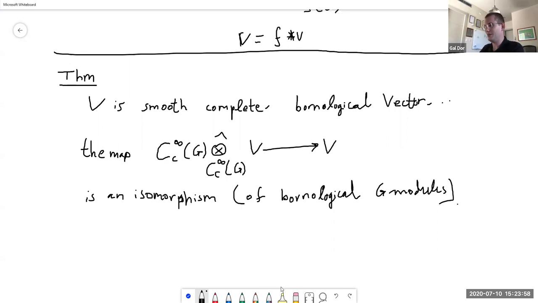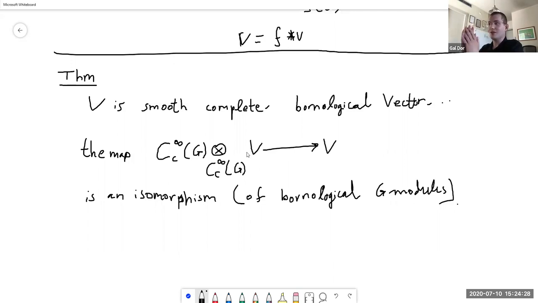You can put a little hat here to emphasize that you complete the tensor product, but I'm not doing this. I'm saying that you just take the tensor product of usual vector spaces, of smooth functions with V. This does have the structure of a Bornological module, but for the moment you don't have to think about it this way. Just think of it as a plain algebraic vector space with no topological structure whatsoever.